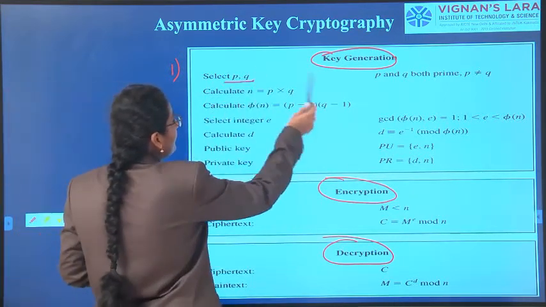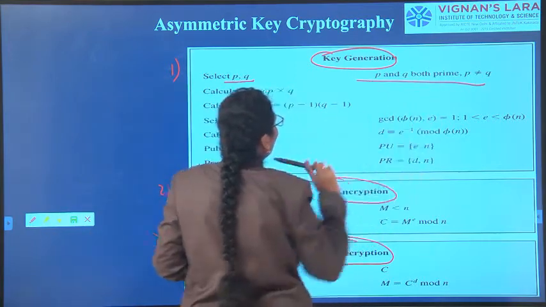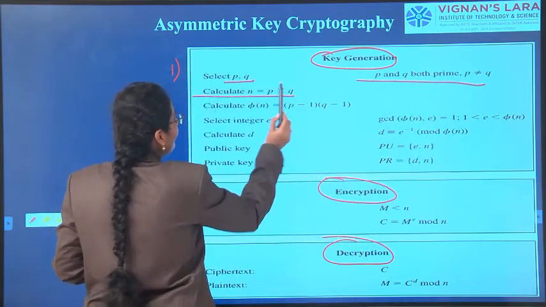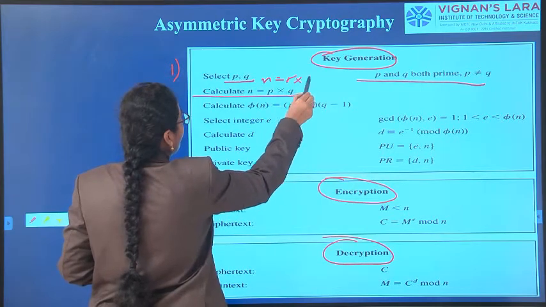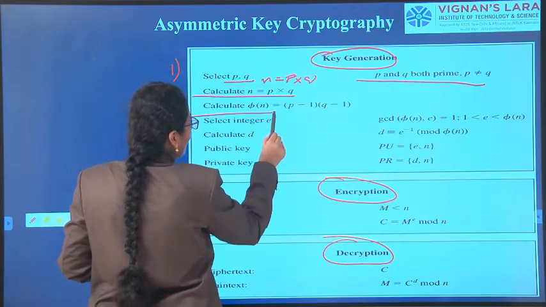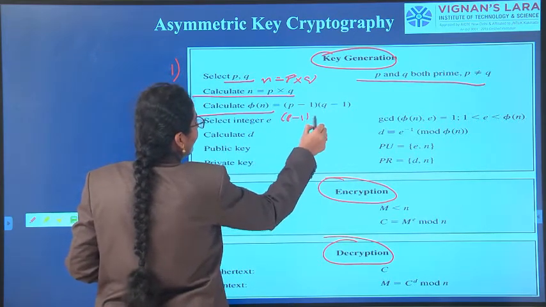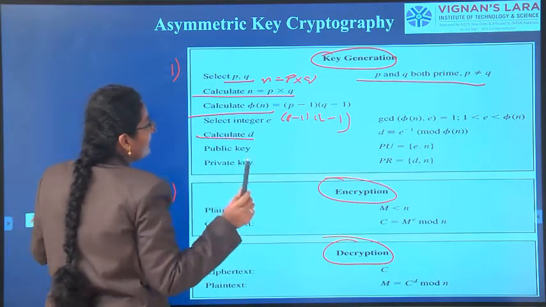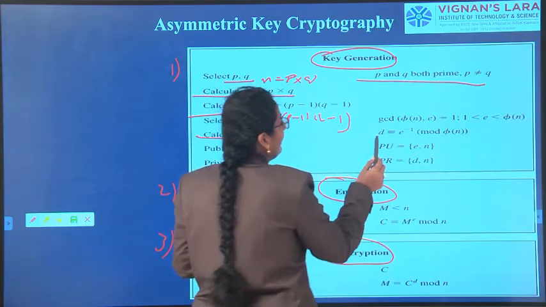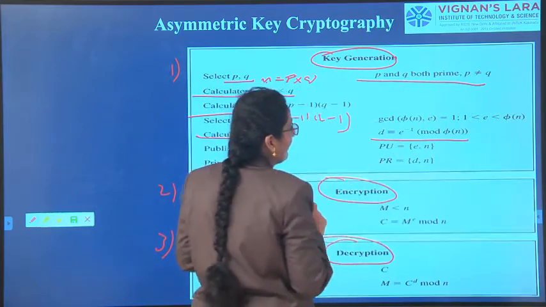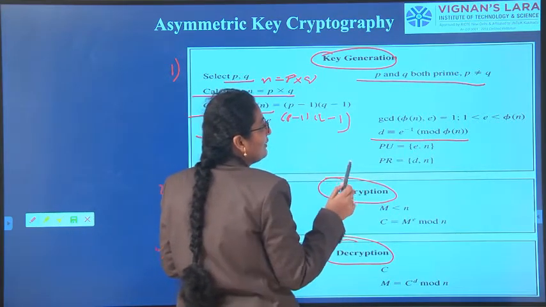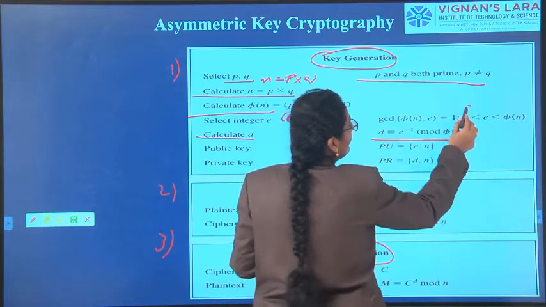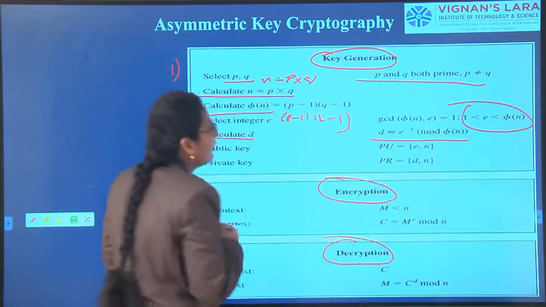Select P and Q which are prime numbers and which are not equal to each other. Calculate n equal to P into Q. Calculate phi of n equal to P minus 1 into Q minus 1. Now you have to calculate D. For calculating D you have the formula D equal to E inverse mod phi of n. So you have to assume the E value. For assuming E value you have the formula 1 less than E less than phi of n.